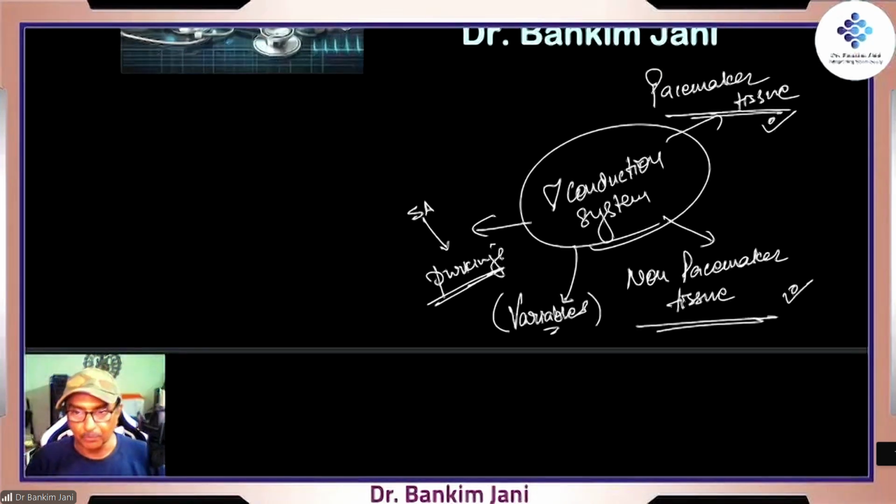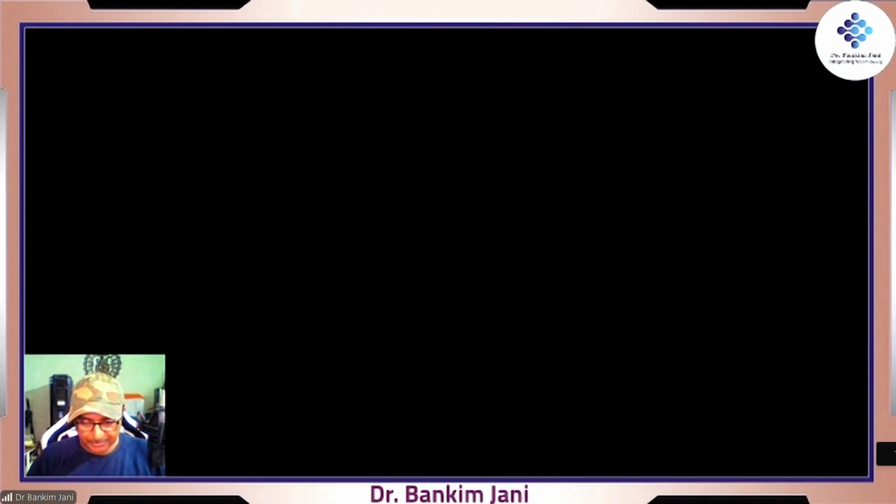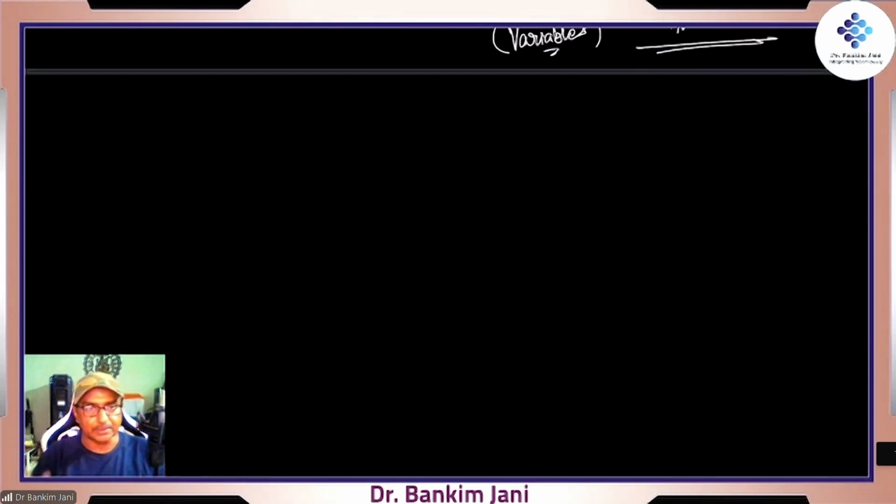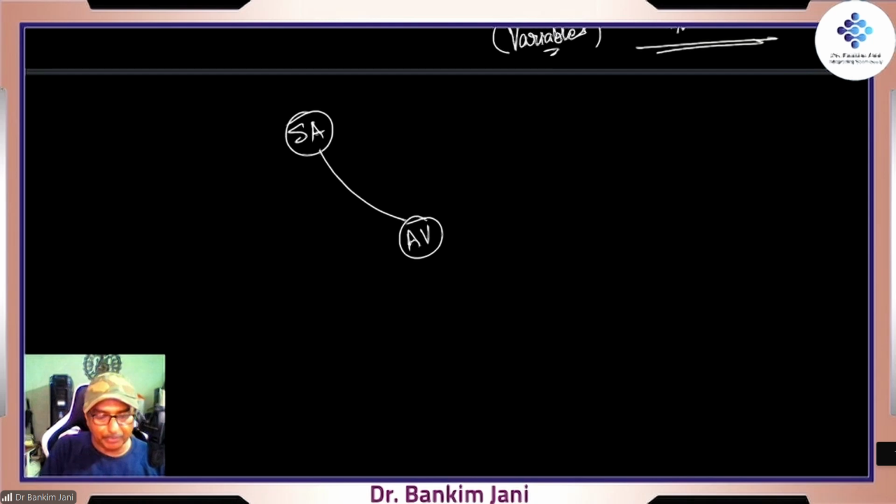Let's start with our first part. So here is our conduction system. Putting it into simple words, this is the SA node, which is our primary pacemaker. From the SA node it goes to the AV node. In between, some of the fibers go to the right atrium. The left atrium is a bit far.